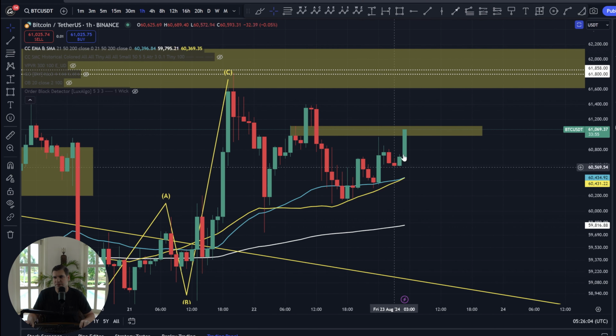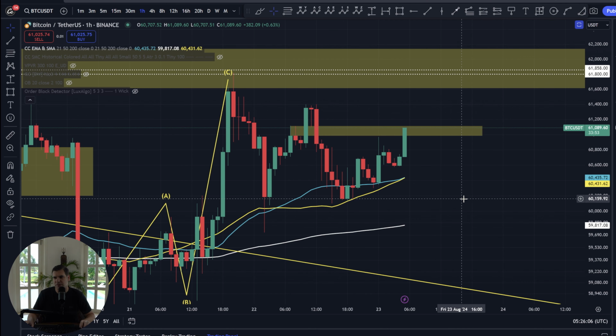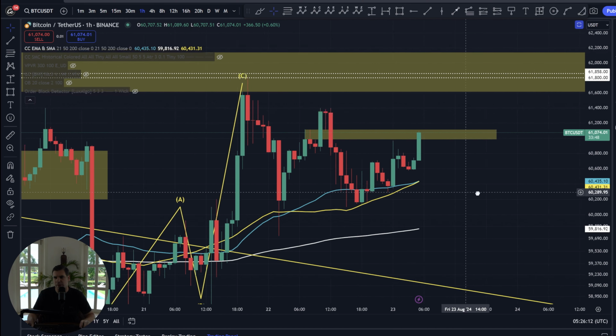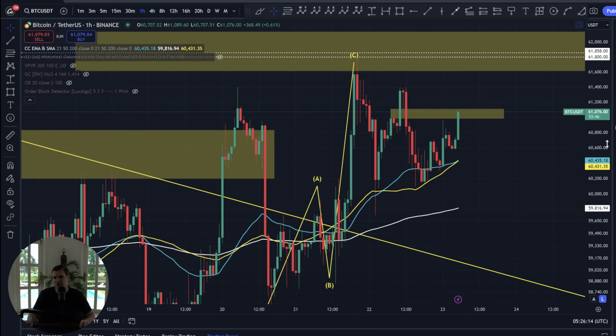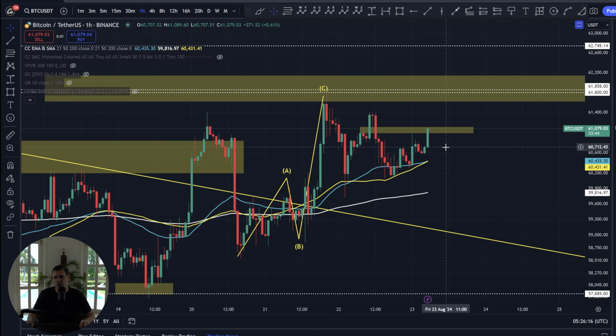Now, to me, this still looks like we should be thinking about a move to the downside, but that could change if we do get into a swing high. So we'll be keeping a close eye on the market for that. Nothing to really note at this stage for Bitcoin. I'm not going to be going long, and I'm probably not thinking of going short until we have confirmation of a reason to go short.